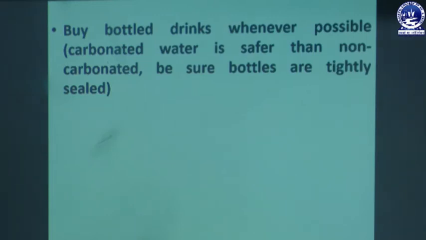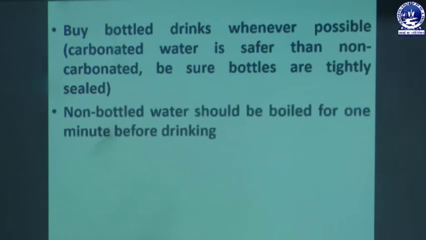Be sure bottles are tightly sealed. Always check whether the bottle is tightly sealed or not, and after that you can drink that water. Non-bottled water should be boiled for 1 minute before drinking. When you are taking non-bottled water, boil that water before drinking, and after that you can drink that warm water.